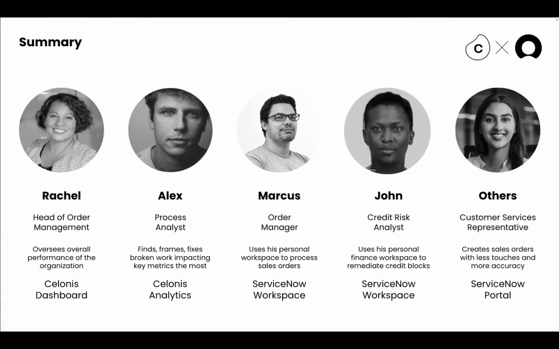So let's recap what we just saw. We saw how business users across various departments and levels improve their work with Celonis and ServiceNow. We saw how Rachel is using Celonis to track key metrics in real time across her organization, and how Alex identified broken work causing hidden inefficiencies. Marcus, the order manager, is now using a modern workspace to be more productive in processing sales orders. John, in finance, is remediating credit blocks that don't make sense. Finally, customer service representatives have a new sales order entry portal that's powered by Celonis Insights to validate data before it enters SAP.